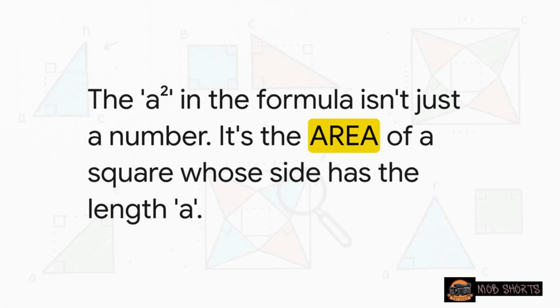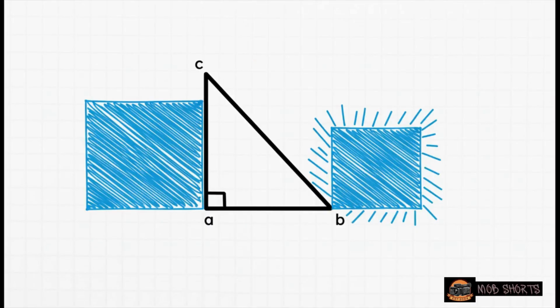Okay, this is the key to everything. That a squared in the formula, it's not just some abstract number. It is the literal, physical area of a square that you can draw right onto the side with length a. And you can probably guess what's next. The exact same logic applies to side b. So b squared represents the area of a second square built on that leg. So now we've got two squares, one sitting on each of the triangle's legs.